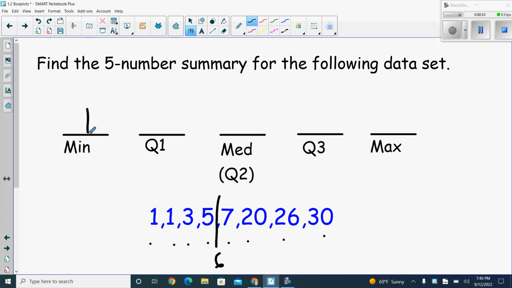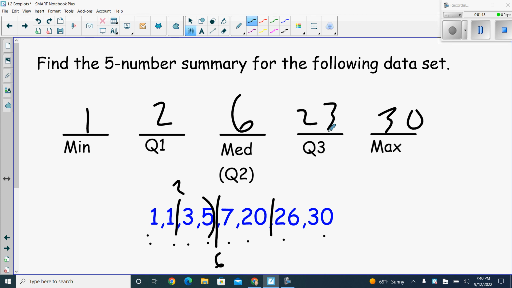So our min is 1. Our max is 30. And our median is 6. Not including that, when we do these 4 values, halfway between 1 and 3, that's a 2, that's Q1. And then halfway between 20 and 26 is 23.